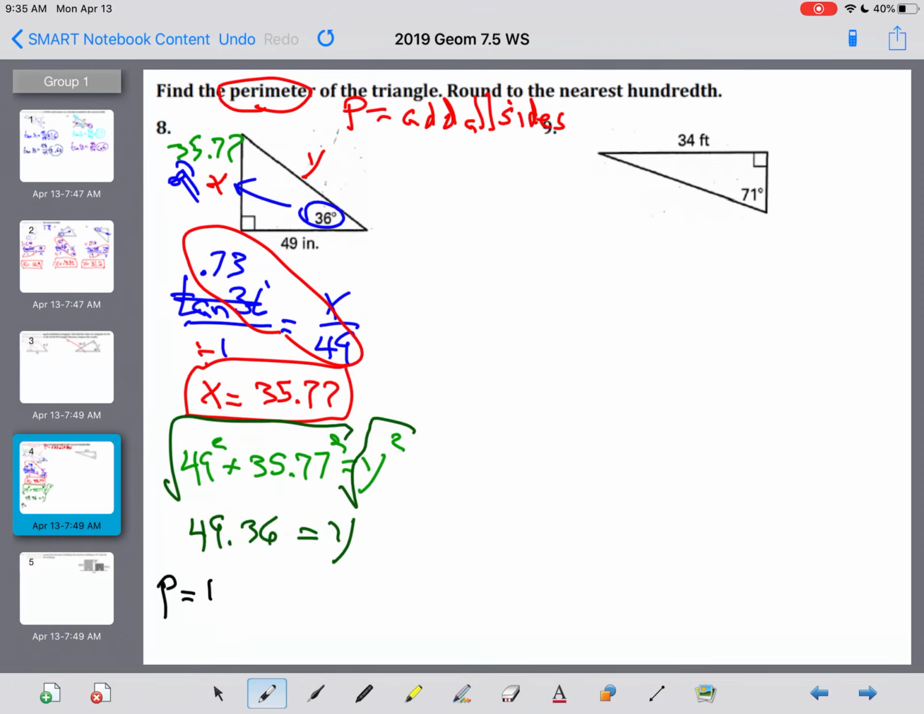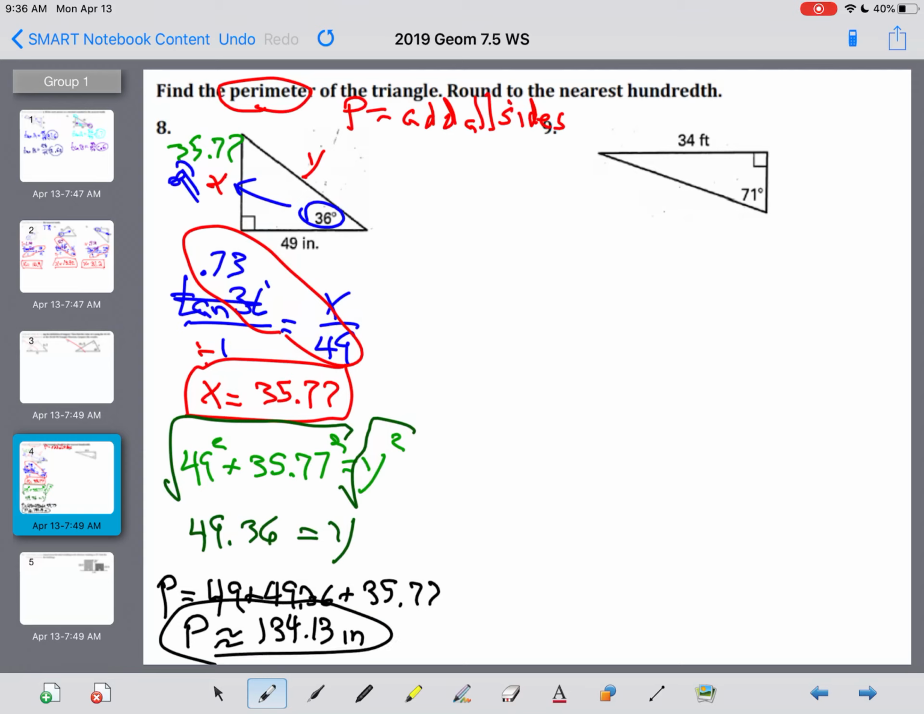And so now finally the perimeter is going to be 49 plus 49.36 plus 35.77. So when I add these up, we're going to get the overall distance around the figure, 134.13, and we're talking inches. Okay? I'm going to have you go ahead and skip number 9.